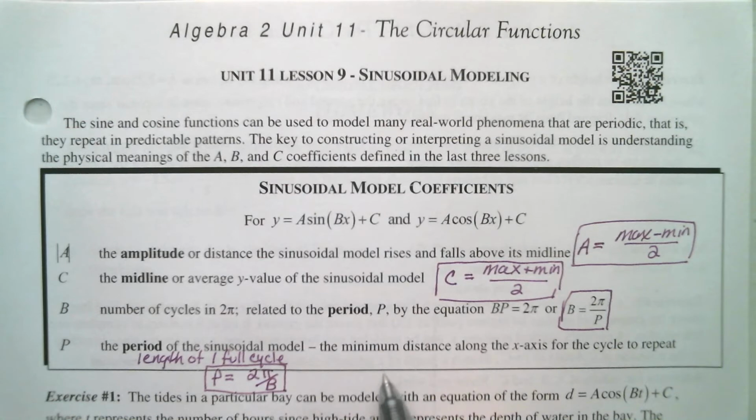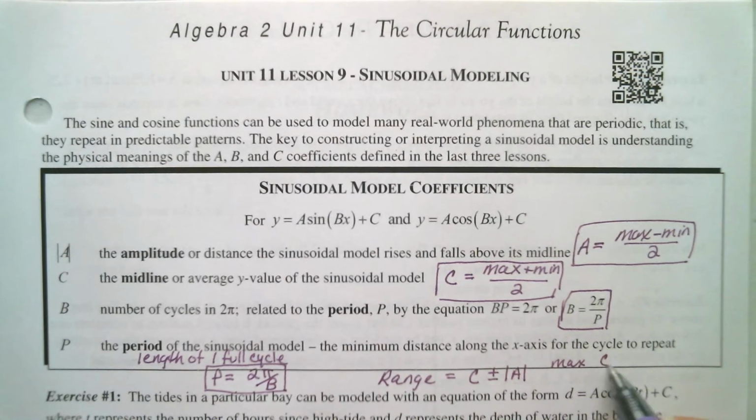And let's put in the range here also. Let's add in the range. The range is equal to c plus or minus the absolute value of a. So in other words, from there, the maximum value would be c plus the absolute value of a, and the minimum value would be c minus the absolute value of a.